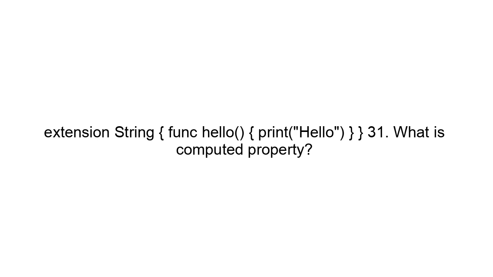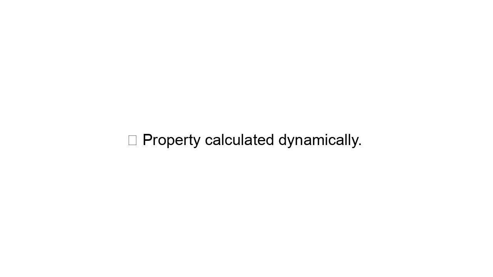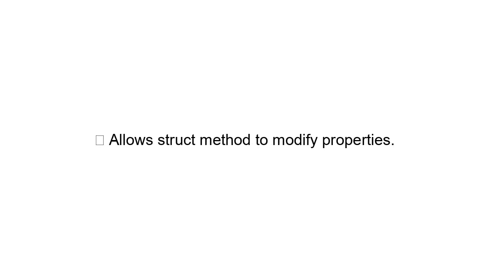31. What is computed property? Property calculated dynamically. 32. What is lazy property? Initialized only when first used. 33. What is static keyword? Belongs to type instead of instance. 34. What is mutating keyword? Allows struct method to modify properties.